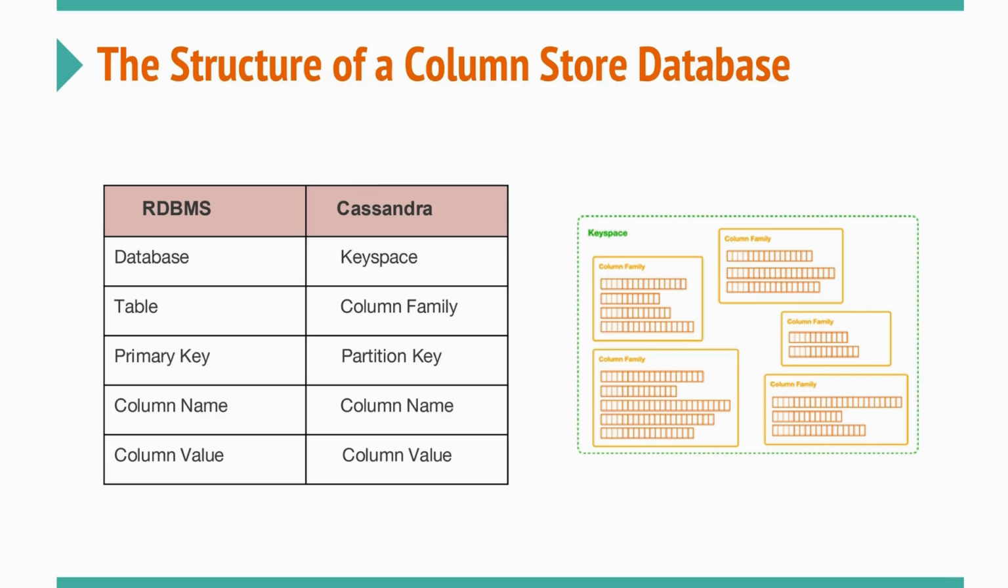If you're coming from a relational database background, this mapping is very helpful. A database in RDBMS is a keyspace in Cassandra. A table is a column family. A primary key is roughly equivalent to a partition key, although as we've seen, Cassandra's primary key can also include clustering columns. And columns and values are named the same in both worlds.